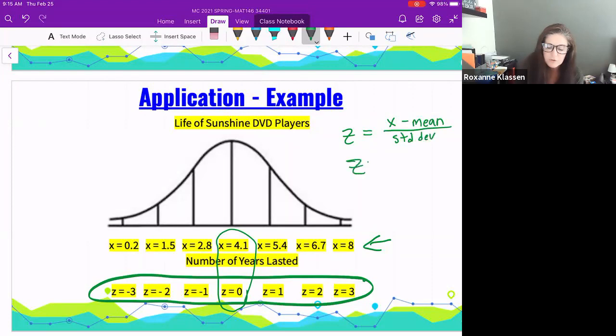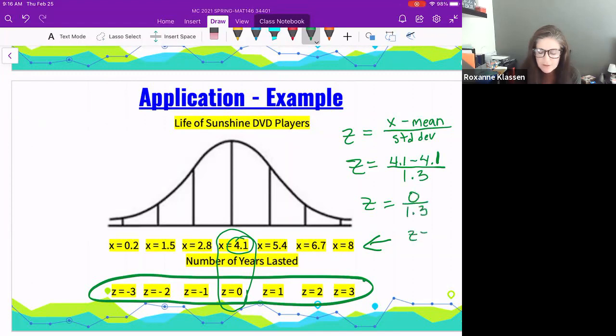So if we go back to our problem, our x value right here is 4.1. Well, they told us our mean was 4.1, right? And then they told us our standard deviation was 1.3. When you do this, 4.1 minus 4.1, you get 0. And 0 divided by 1.3 is going to be 0. So that's why this x value of 4.1 has a z-score of 0.